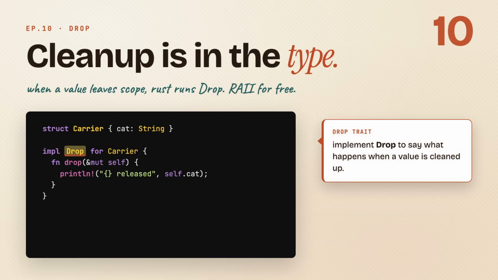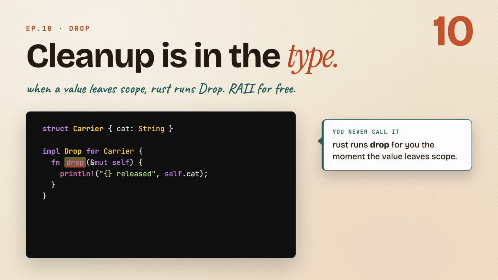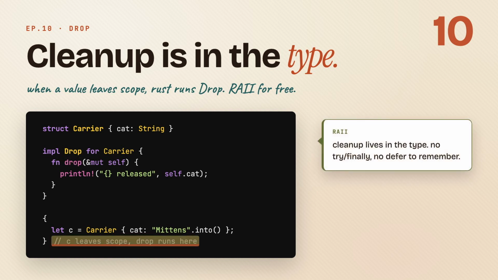The Drop trait lets a type say what should happen when it is cleaned up. You never call drop yourself. Rust runs it for you the moment the value leaves the scope. So the carrier releases its cat automatically. No try/finally and no defer. The cleanup is in the type.